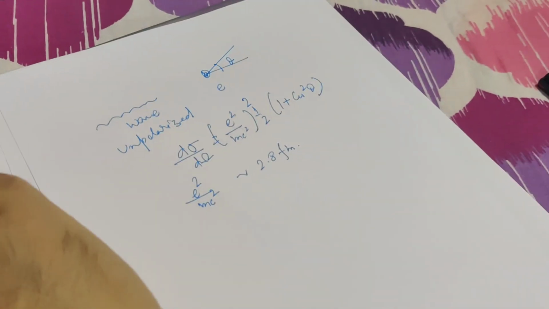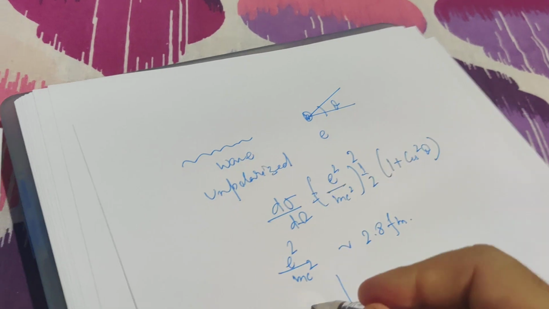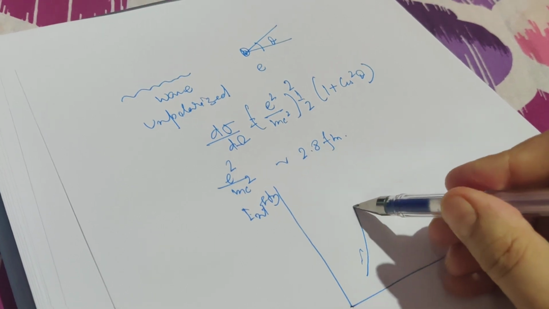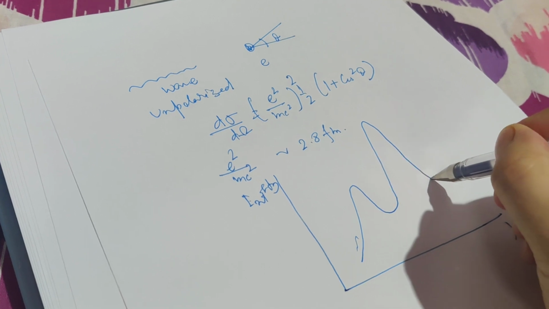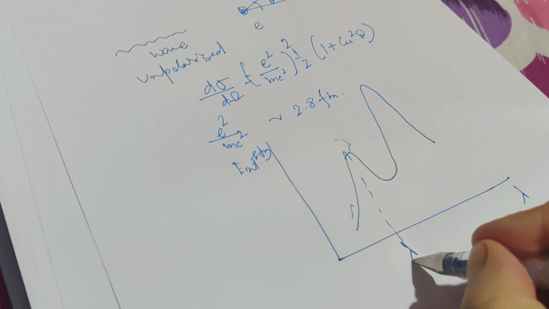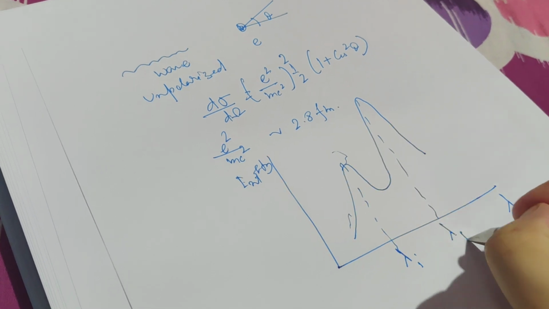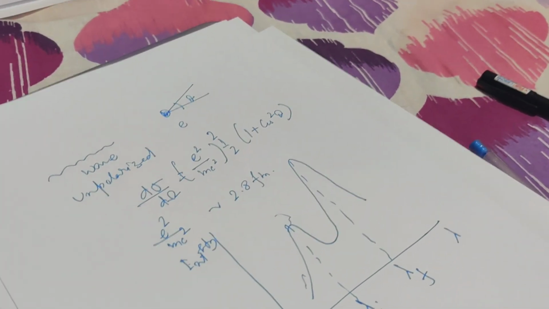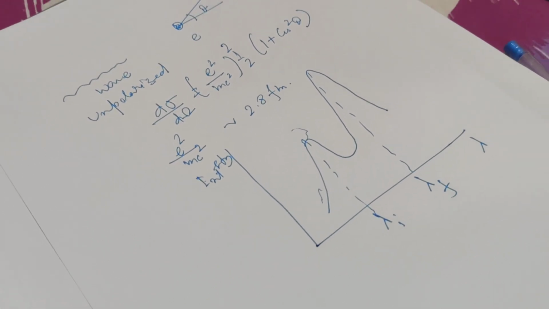And if we plot this in the diagram, lambda versus intensity, then the initial wavelength is like this, and on this larger peak is the lambda f. So if this is our lambda I, this should be our lambda f. Obviously lambda f is higher than lambda I, and this particular diagram is the Compton scattering experiment.